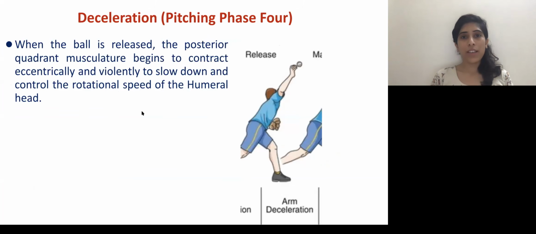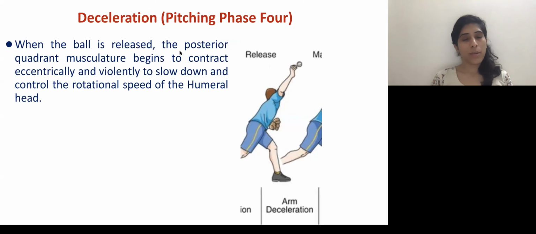After this, the deceleration phase will come. When the ball is released, the posterior quadrant musculature begins to contract eccentrically and violently to slow down and to control the rotational movement speed of the humeral head. So to control the work of the internal rotator muscles, these posterior quadrant muscles will work eccentrically just to avoid injuries to the shoulder musculature.